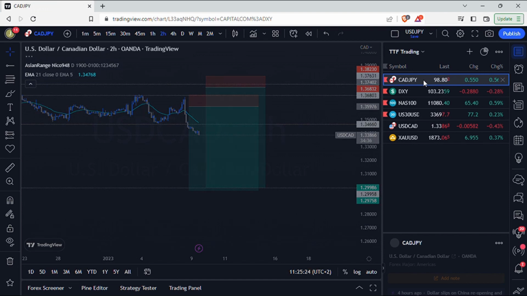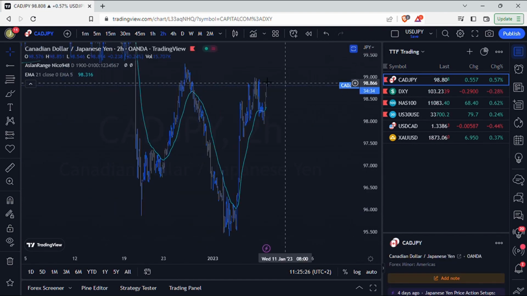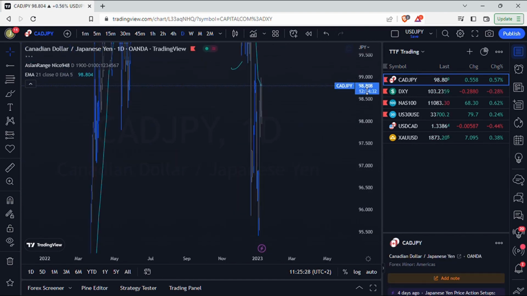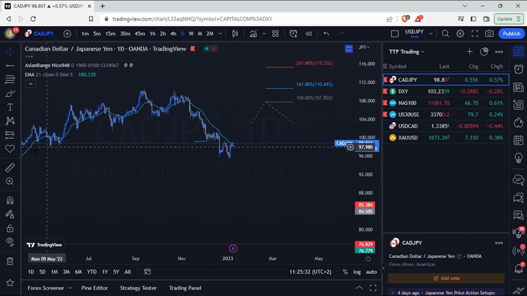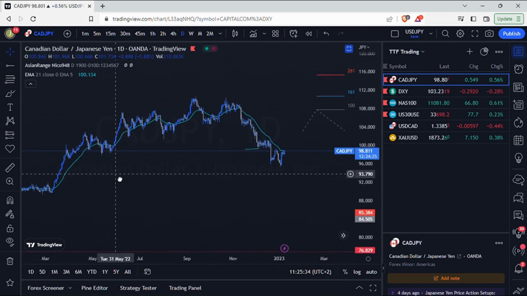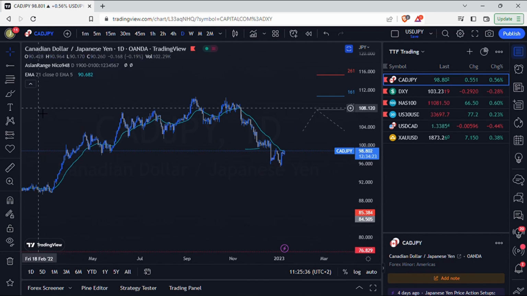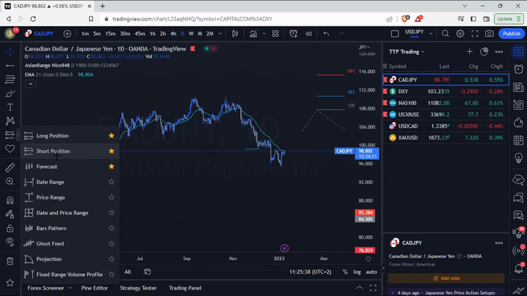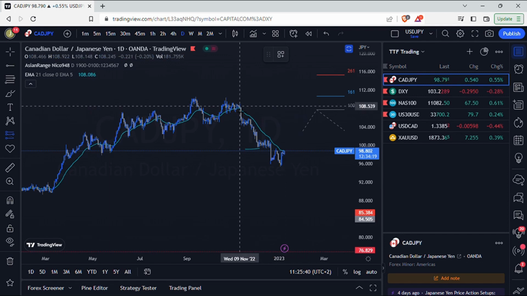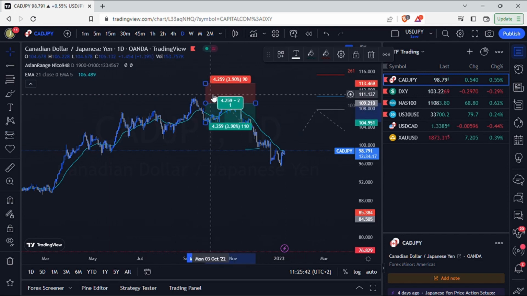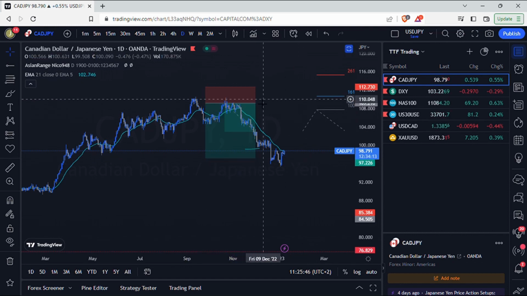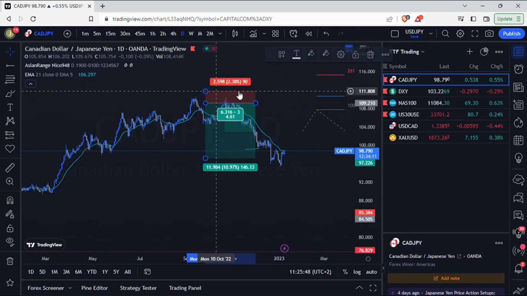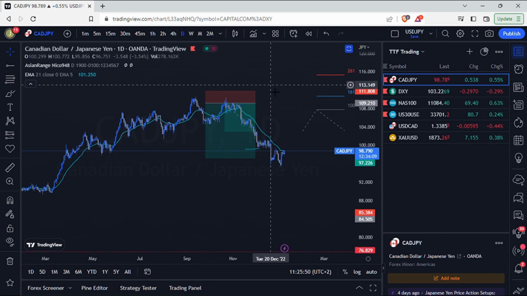Now let's quickly have a look at CADJPY. We're just going to have a quick glance at this because this has already hit my target for the sell. My target was actually here. My target was down here. That already got it. This is what my trade looked like. Oh yeah, I was here. This is what my trade looked like. A little bit more. That's what mine looked like. So the TP is already beneath there.